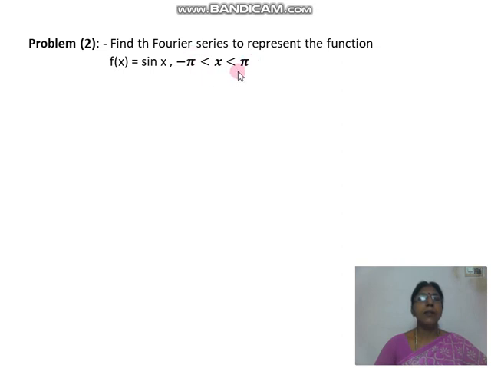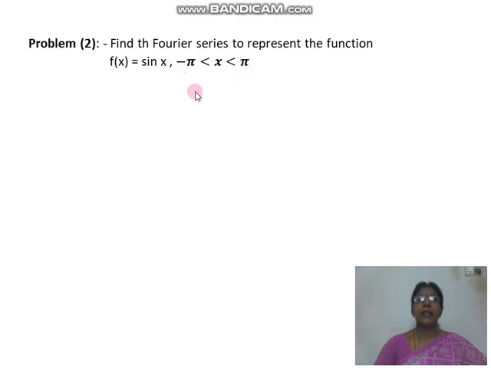In the interval minus pi to pi, we observe whether the function is even or odd. Some functions are neither even nor odd. Then we find a naught, a n, b n completely. Suppose the function is even, it is enough to find a naught and a n. Suppose the function is odd, it is enough to find only the bn value. Suppose the interval is minus pi to pi, it is better to check whether the function is even or odd.